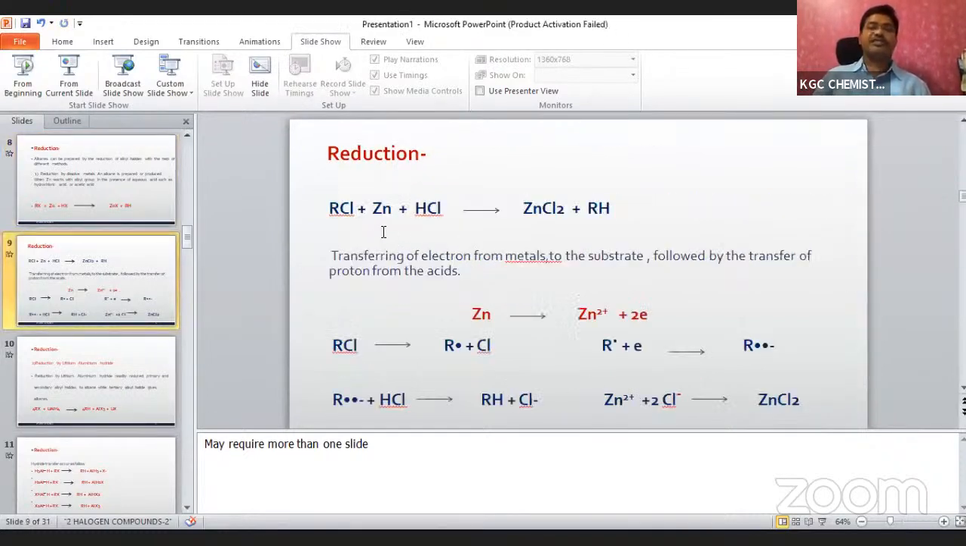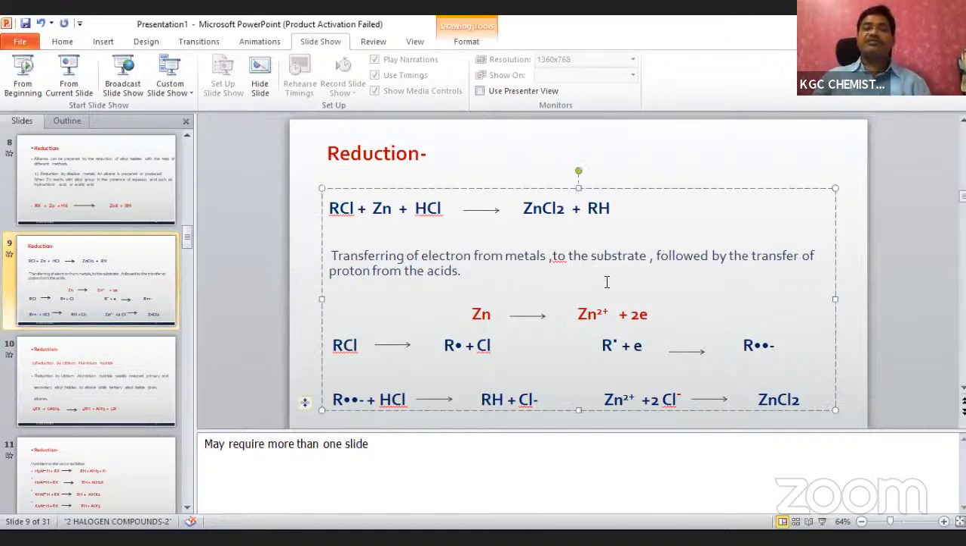Now let us see an example. Alkyl halide in the presence of Zn and HCl gives alkane. What is the mechanism involved here? The reduction is the transfer of electrons from the metal to the substrate, followed by the transfer of a proton from the acid.